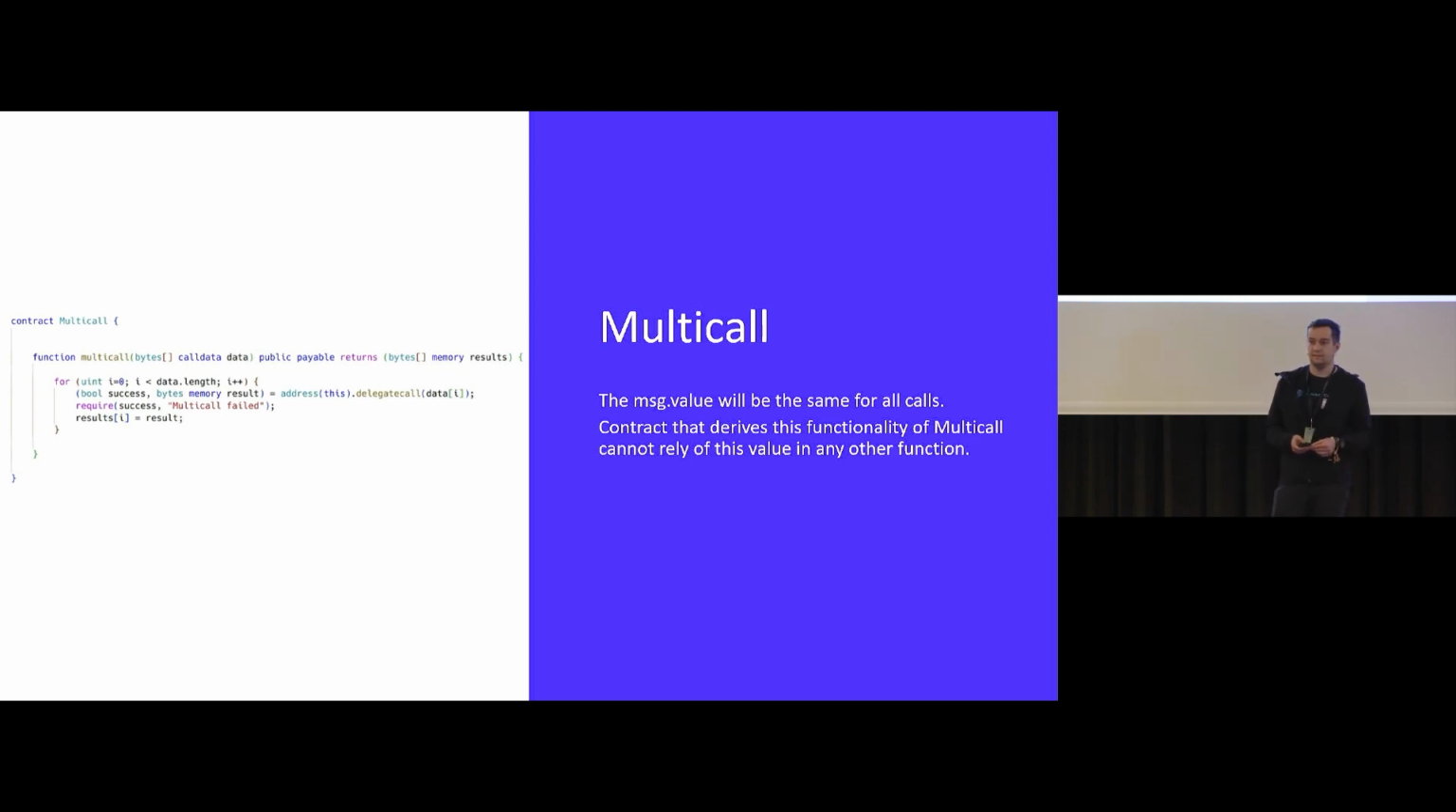It's basically that msg.value is unreliable in any other contract that is extending this functionality, right? Just because there is a delegatecall inside the loop. If you do it in a loop, you're going to have a bad time, let's say. So if any other function of your contract uses msg.value, right?